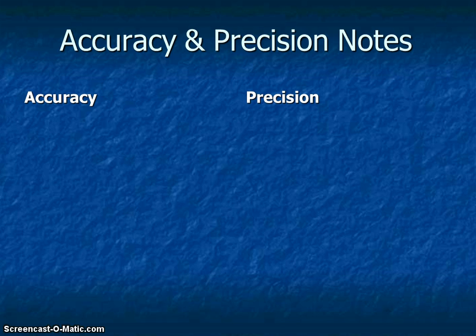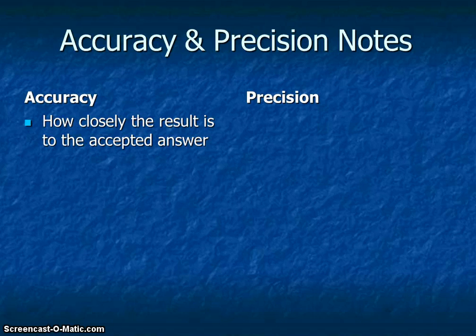We're going to start out with some brief notes and then you'll be able to move into the worksheet. So accuracy and precision are both needed for good science to happen. Let's look at what the difference is between them. Accuracy refers to how close the answer is to what you expect.